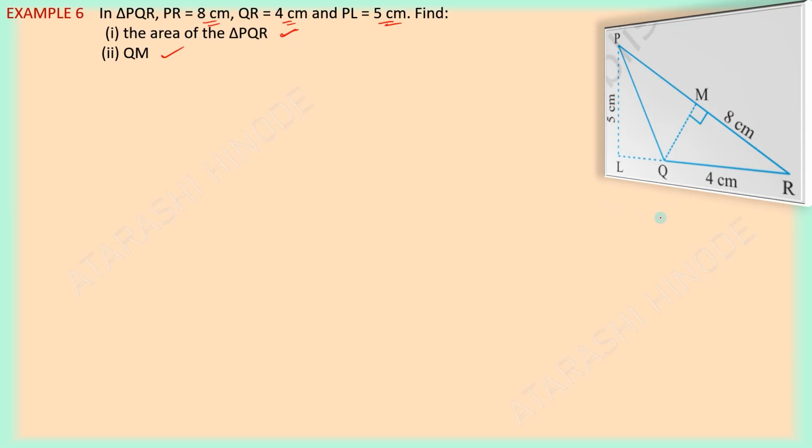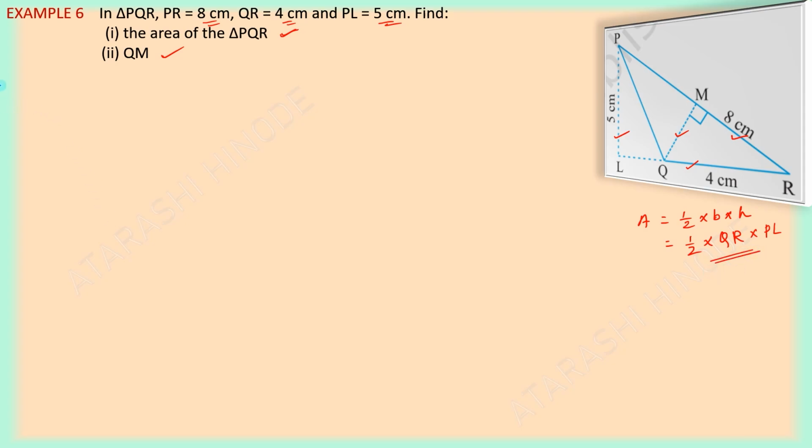First let us find the area of this triangle. What is the formula? Area equal to half into B into H, or base into height. That is equal to half into, here which base and height we will consider? If we consider the base PR, then we have to consider the height QM, but its length is not given. So we will consider the base QR and its corresponding height, that is PL. So here base is QR into height is PL. Substituting these values, we will get the area.